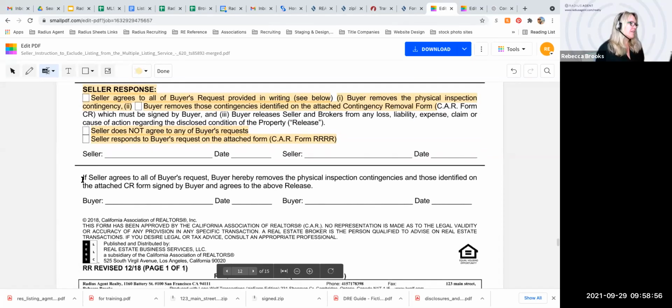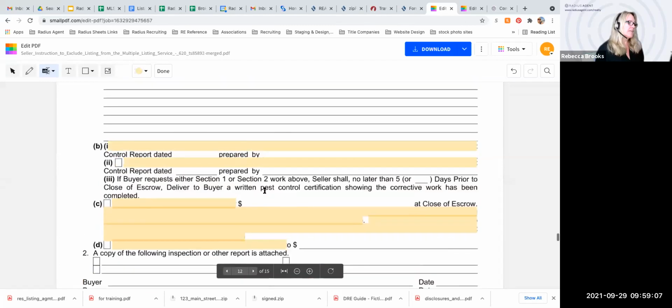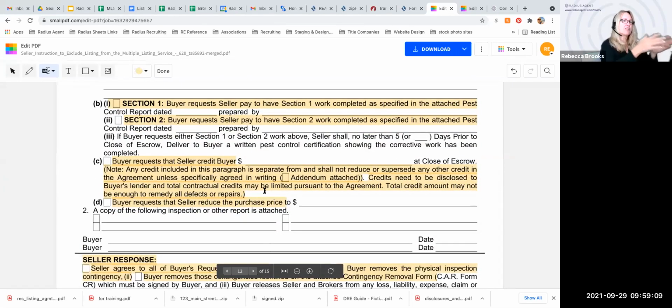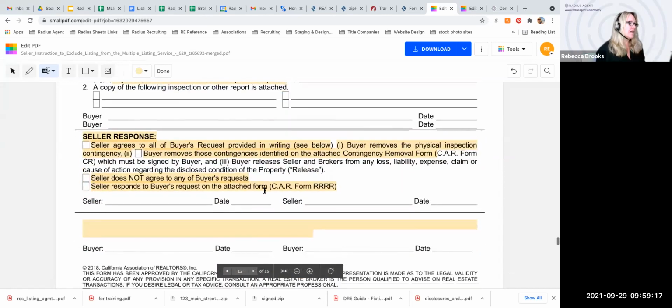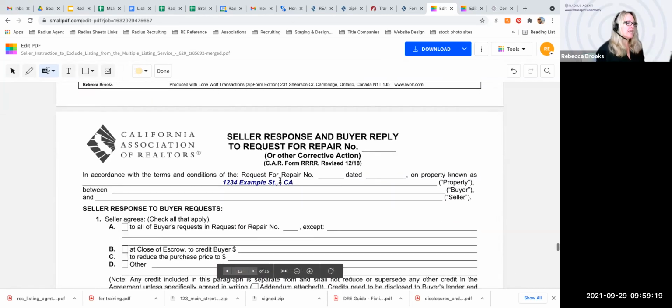And then if the seller agrees, the buyer hereby removes the physical inspection contingency and those identified on the attached contingency removal form and agrees to the above release. So once again, this form starts at the buyer, it goes to the seller who replies, sends it back to the buyer, and hopefully at that point there's an agreement. If not, and the seller wants to reply, here is the RRR form, and this is the seller response to the buyer's request for repair.